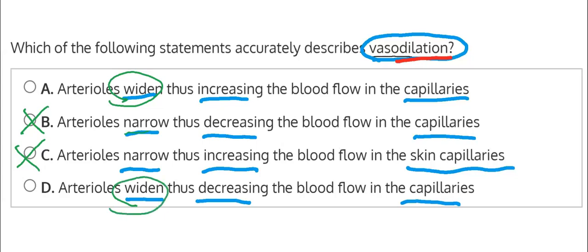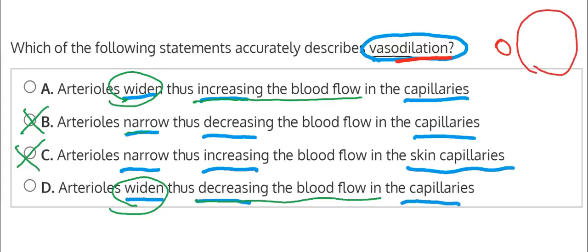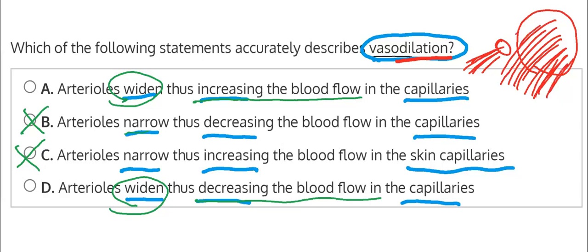And now, do the arterioles widen, thus increasing the blood flow to the capillaries, or decreasing the blood flow to the capillaries? Well, if you have a vein that's maybe this small, and then it dilates, meaning it gets larger, do you think that now when the blood is going through this vessel versus through this vessel, this is going to allow more or less when it widens like that? It's a lot more blood going through now. Therefore, we are going to be increasing the blood flow through the capillaries when the arterioles widen.